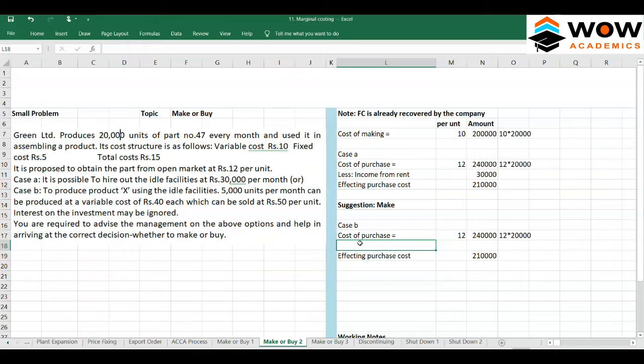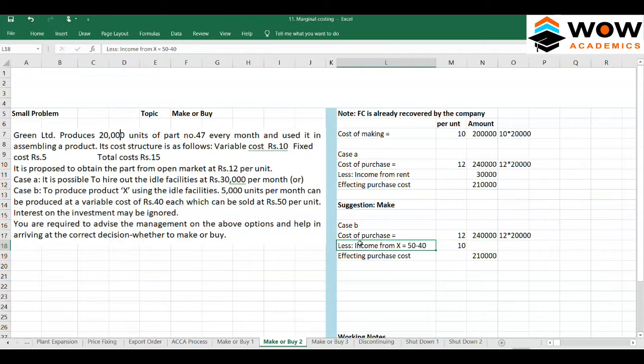Okay, so we can buy part X and we can use this facility to produce another product. So we can say that there is income from X. How much would the income be? The income will be 50 minus 40, right? So that's the income. We'll get 10 rupees per unit.